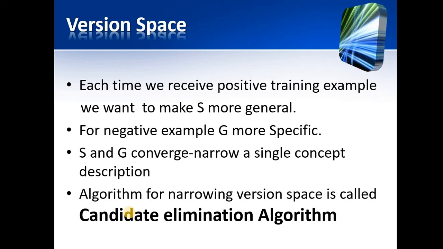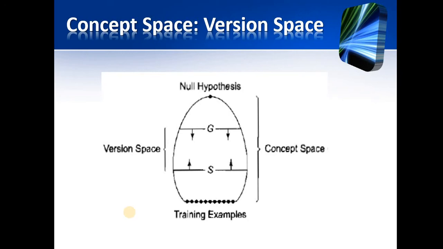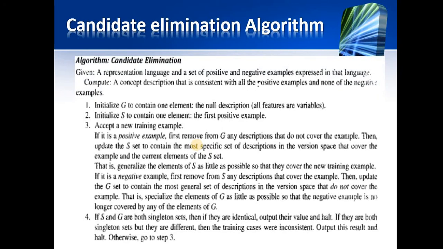The algorithm for narrowing the version space is called the candidate elimination algorithm. Just look into this slide. Here, the subsets of version space are G and S. G will be more specific once a negative example is received. S will be more generic once positive examples are received. This is the candidate elimination algorithm.